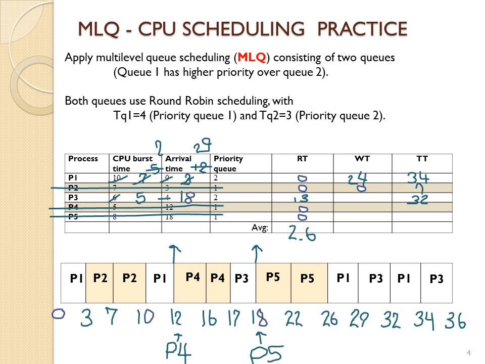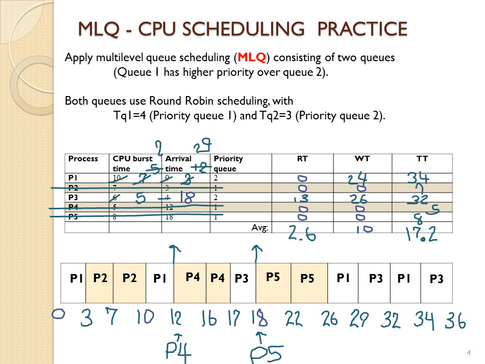P3 finished at time 36 and arrived at time 4, so was active in the system for 32 time units and waited 26 of those time units. P4 was active in the system for 5 time units and didn't wait at all. And P5 was active in the system for 8 time units and didn't wait at all. And then you can take these numbers, add them up, and divide them by 5, and you can get the averages.